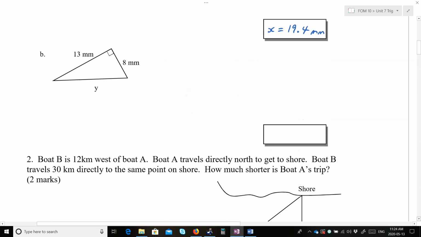All right, let's do part B. We're solving for a side. We have two of the other sides. Across from the 90 is C in the formula. We can use the Pythagorean theorem in a 90-degree triangle. And so it doesn't matter how you label A and B. So C squared is equal to A squared plus B squared. C has been replaced by Y, so Y squared is equal to 13 squared plus 8 squared.